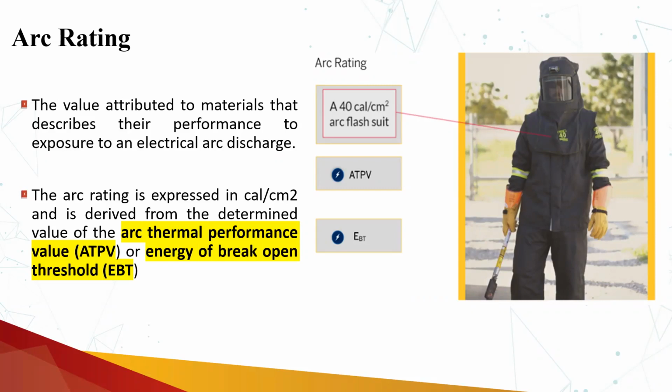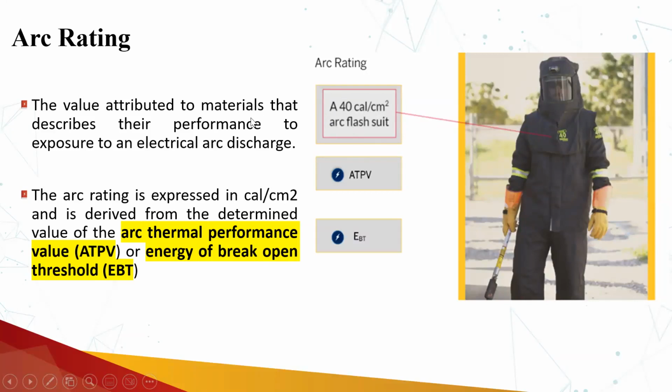All good. So how is this calculated? There are two methods. One is ATPV and another one is EBT. What is termed by ATPV? ATPV is arc thermal performance value, and EBT is energy to break open. So it is the value attributed to materials that describes their performance when exposed to an electric arc discharge. So these are basically 40 cal per centimeter square or 30 cal per centimeter square.